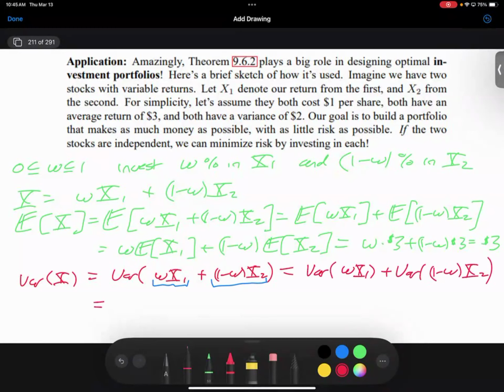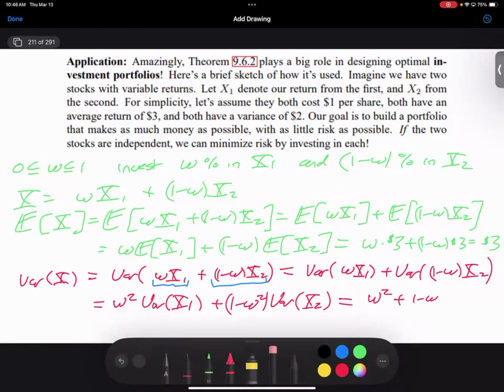Okay, what's the variance of a constant times X1? The constant squared. And this is good because it's going to be a non-negative number. So I'm going to get W squared variance of X1 plus (1 minus W) squared, the variance of X2. Well, both of them have the same variance, which I said was 2. So it's going to be W squared plus (1 minus W), oops, sorry. I put the square in the wrong spot. My apologies. It's (1 minus W) quantity squared, times 2.